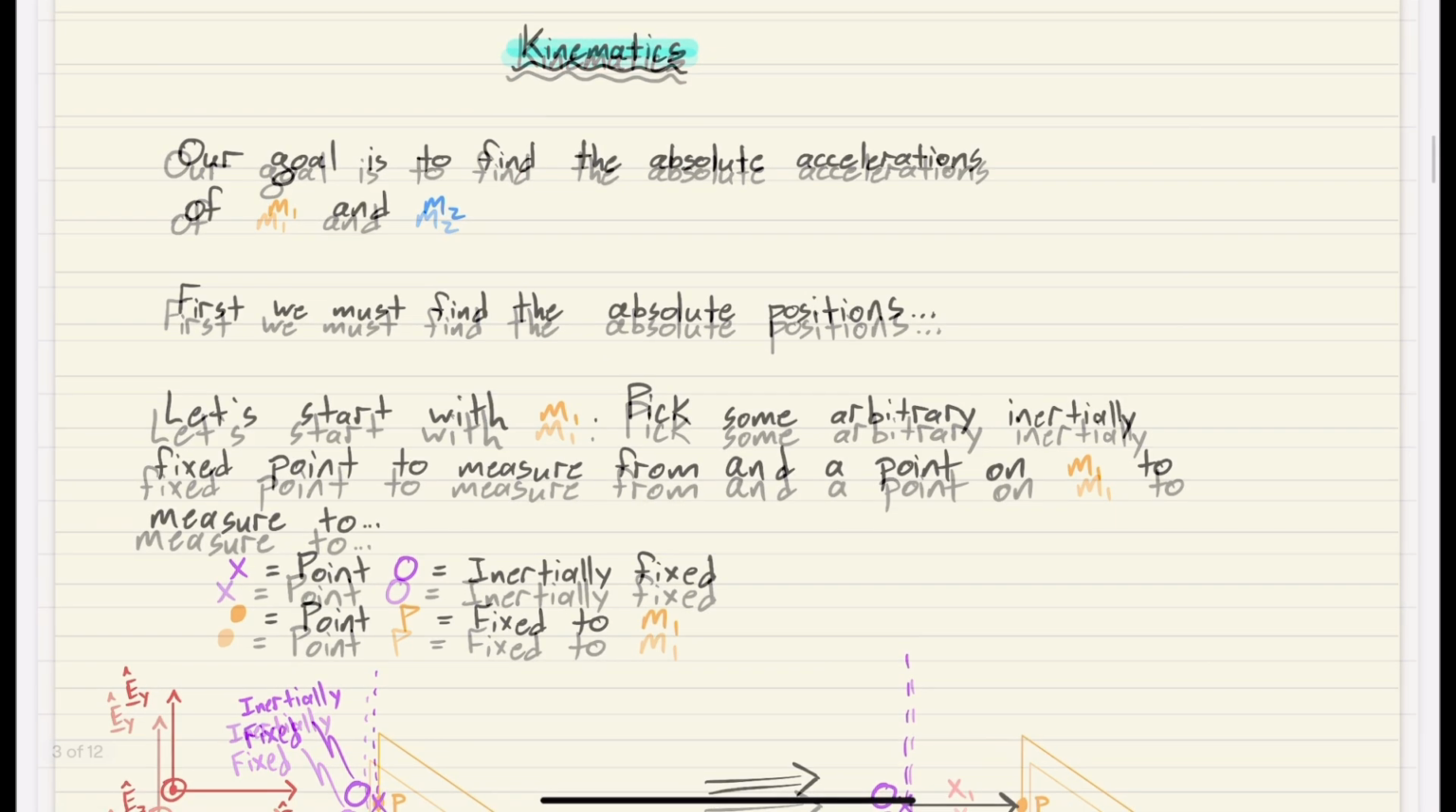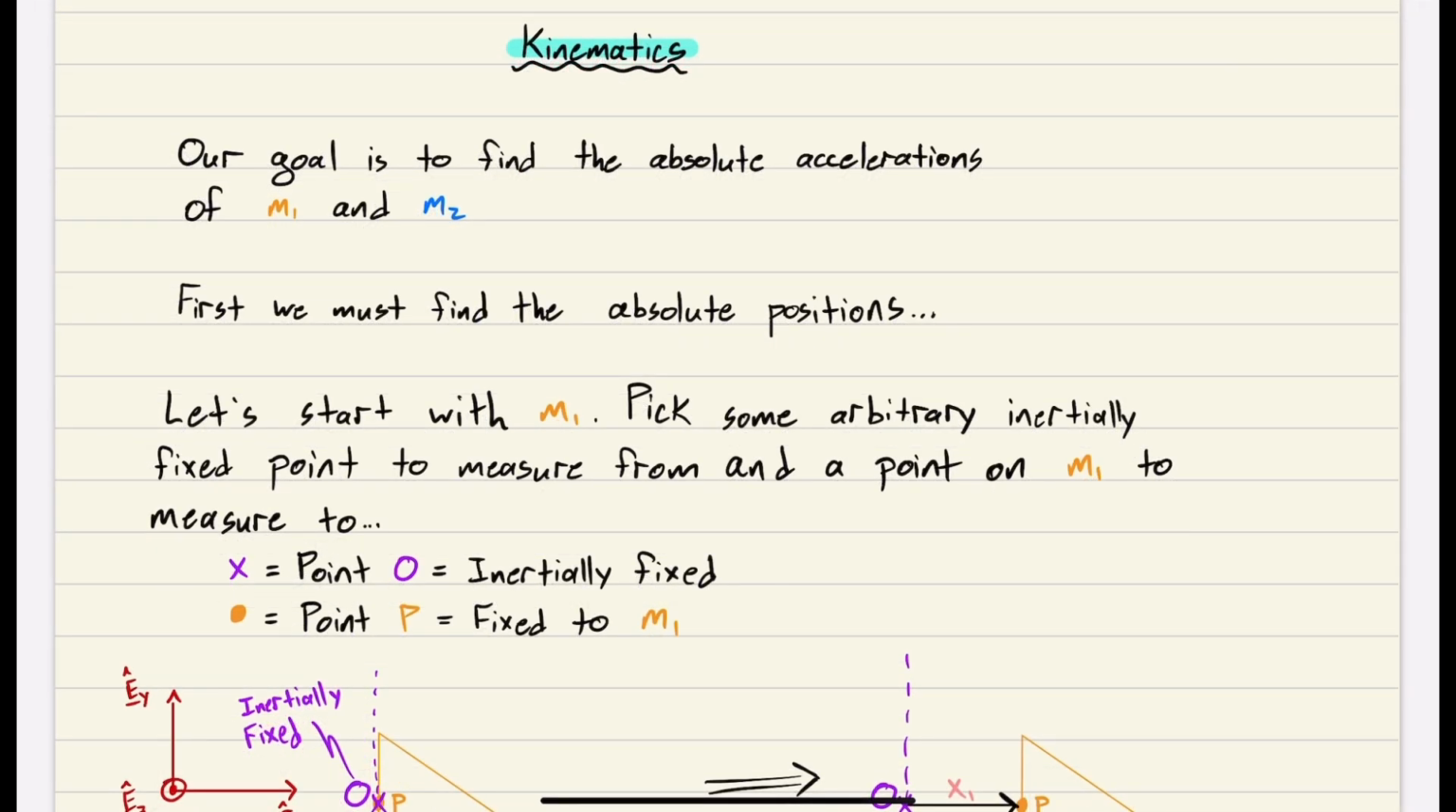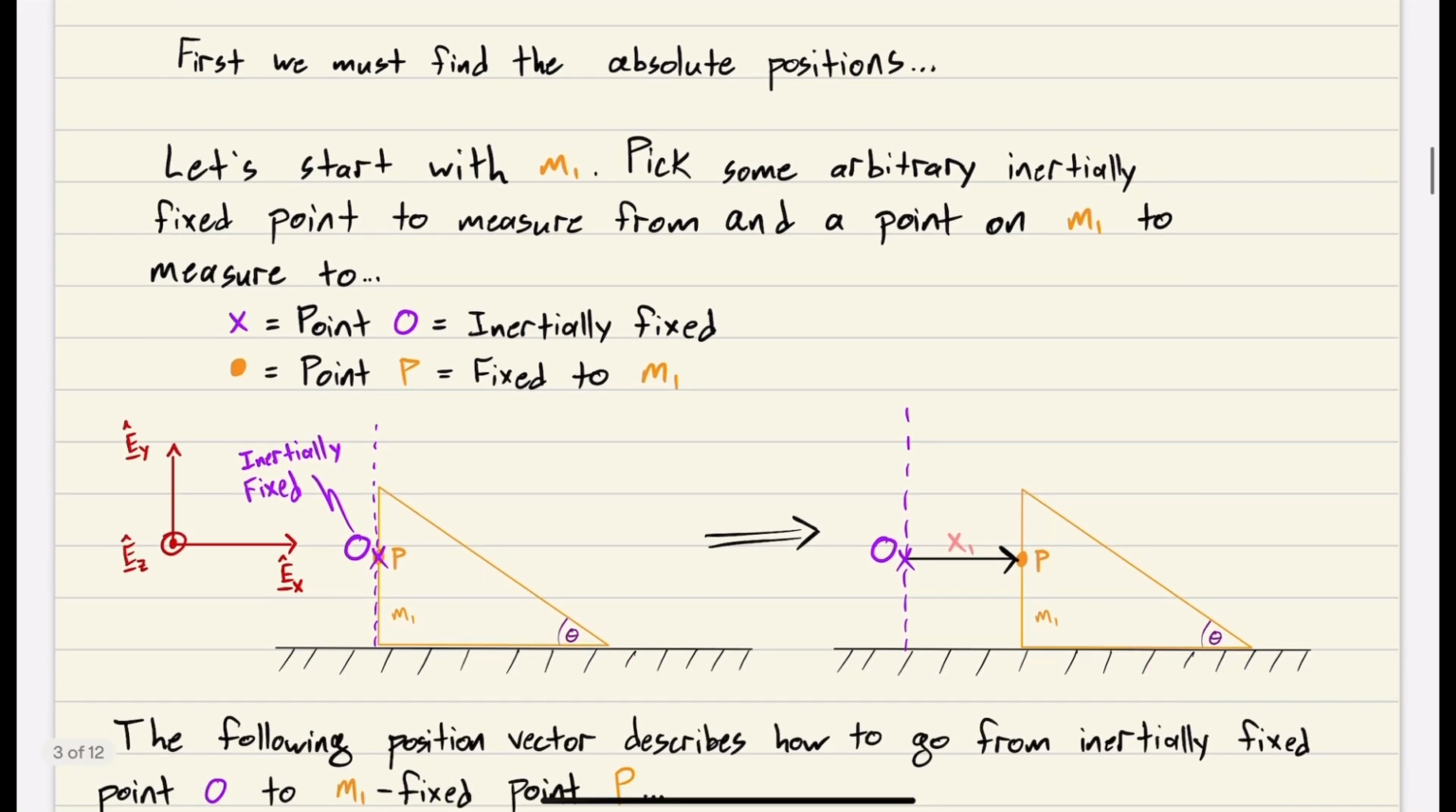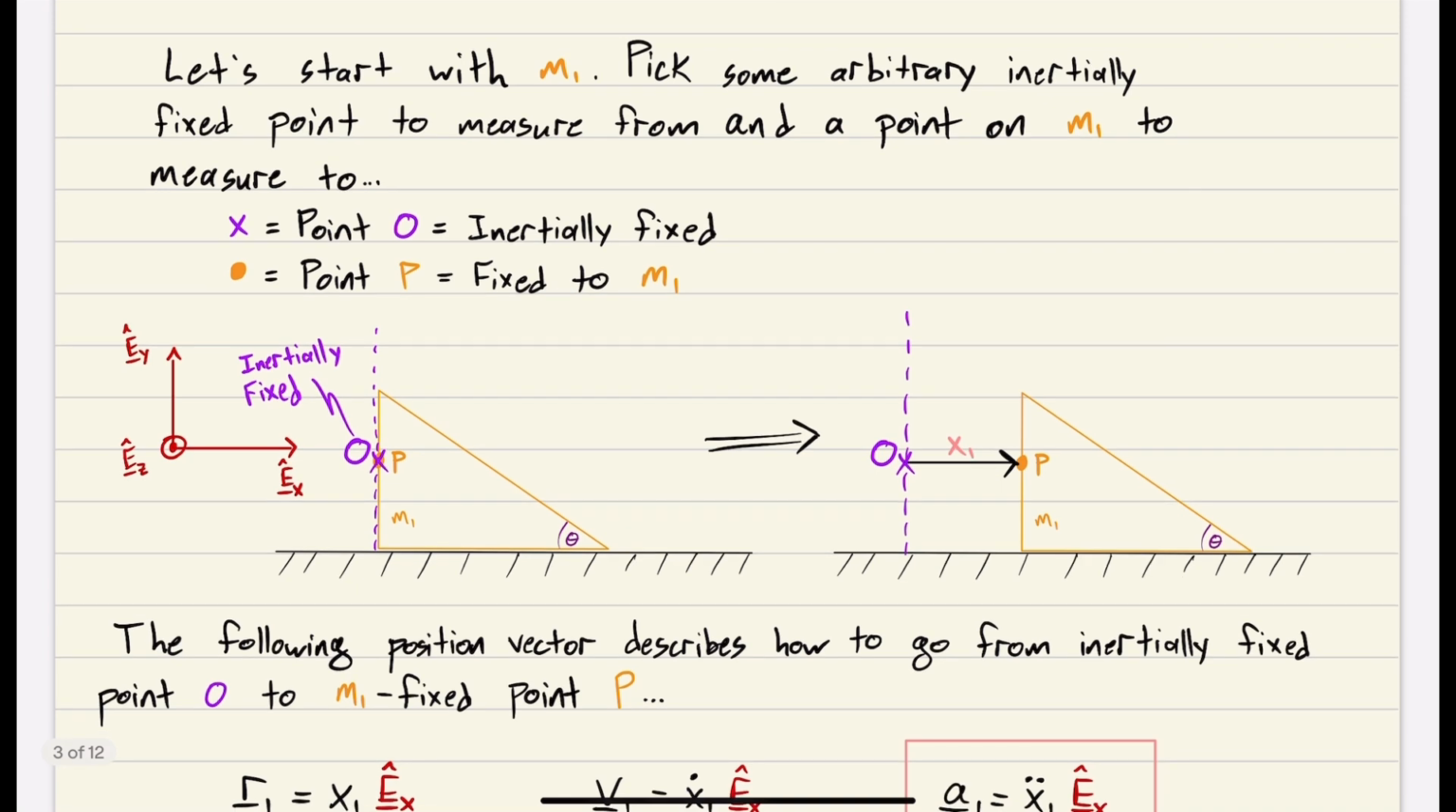Okay, so kinematics. For the kinematics, our goal is to find the absolute accelerations of m1 and m2, and we're actually also going to do the center of mass of the system. And so first, we must find the absolute positions so that we can take the derivatives. So let's just start with m1. We're going to pick some arbitrary inertially fixed point to measure from, and we're going to measure to some arbitrary point on the body m1.